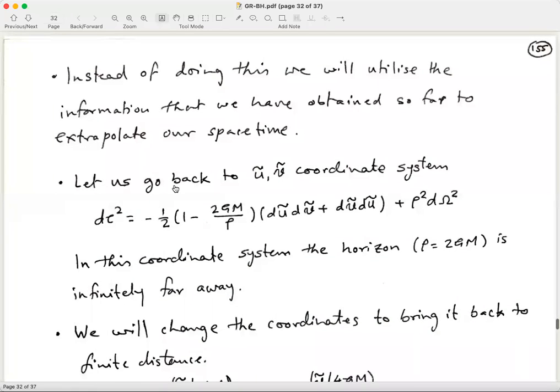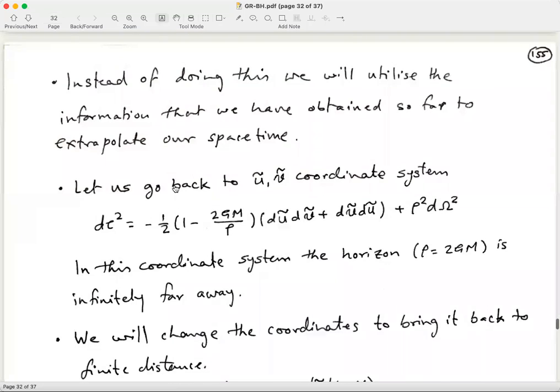So let's try to see how we can further generalize the geometry that we already have. Now, the Eddington-Finkelstein coordinate system was initially written in terms of u tilde and v tilde. I'm just writing it in a regular symmetric form by putting a factor of half, writing du tilde dv tilde plus dv tilde du tilde. There's nothing to gain there.